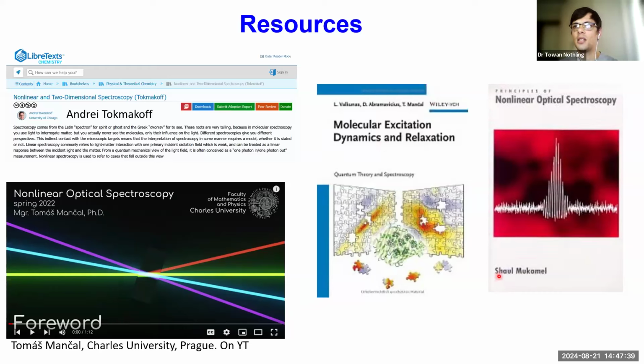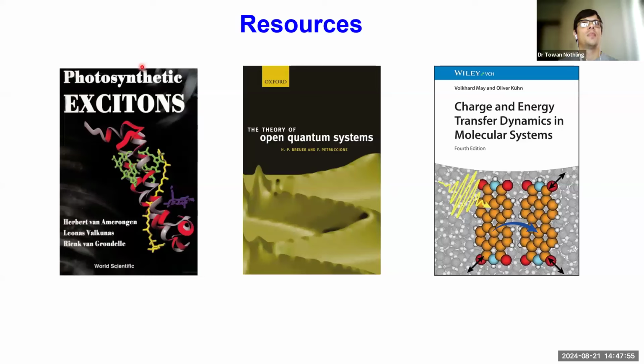And then there is this book by Shaul Mukamel, Nonlinear Optical Spectroscopy. This book is very well written, but I must also warn that it is quite dense, so I wouldn't consider this book for beginners. Then not dealing with spectroscopy directly, but with the related theory: Photosynthetic Excitons by Van Amerongen, Valkunas, and Van Grondelle, the theory of open quantum systems by Breuer and Petruccione, and charge and energy transfer dynamics in molecular systems by May and Kühn.